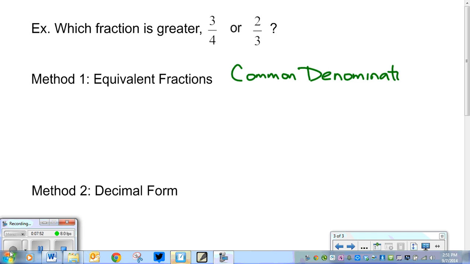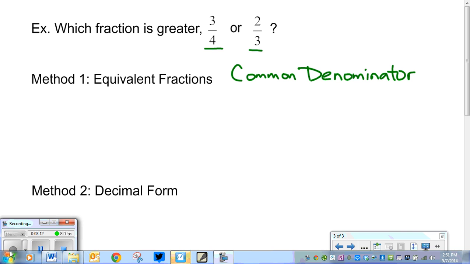Again, if you don't remember what a denominator is, that's a problem for you and for me, so you should practice that. Denominators are the bottom of the fraction, or how many pieces it's cut into. So we need to be comparing the same size pieces. The easiest way that we can do that is multiply the denominators together.